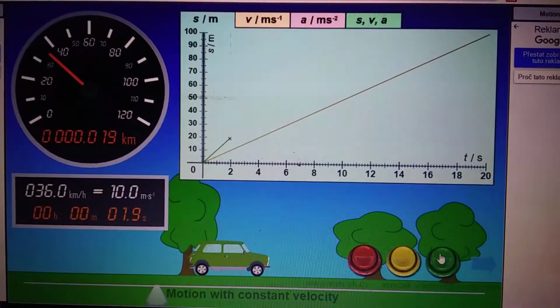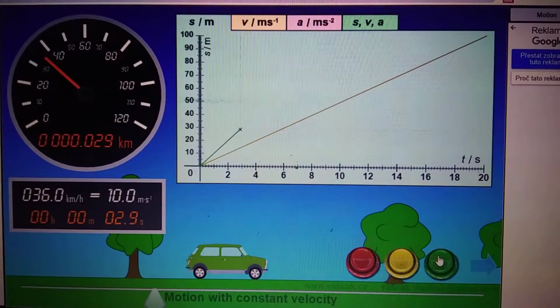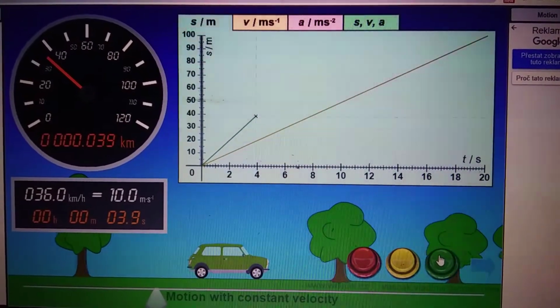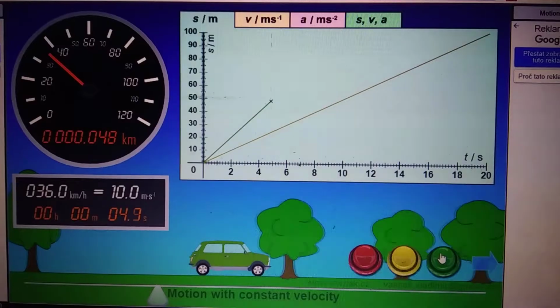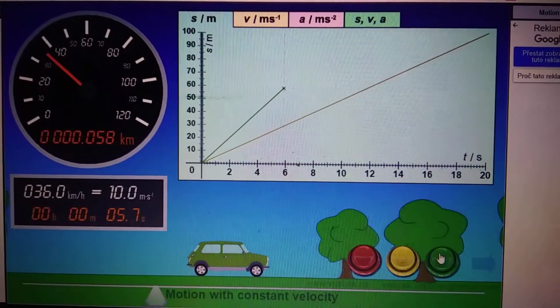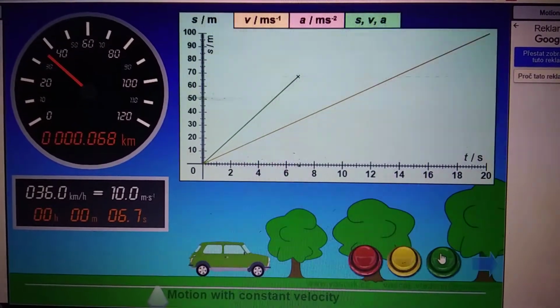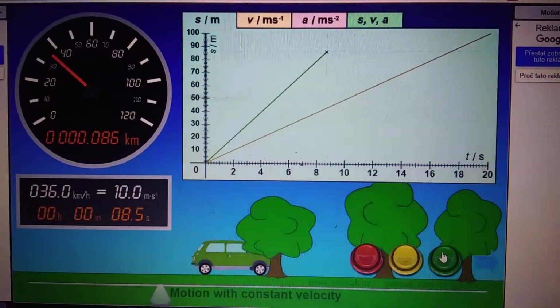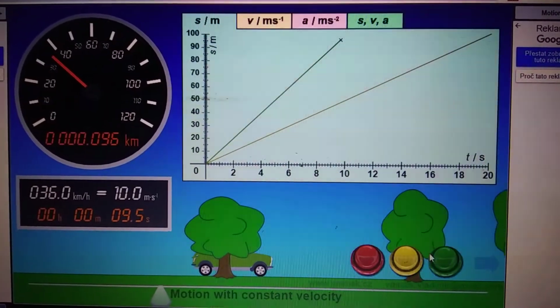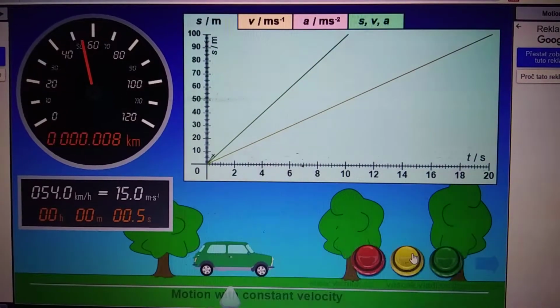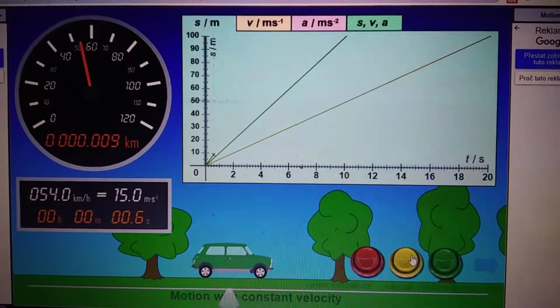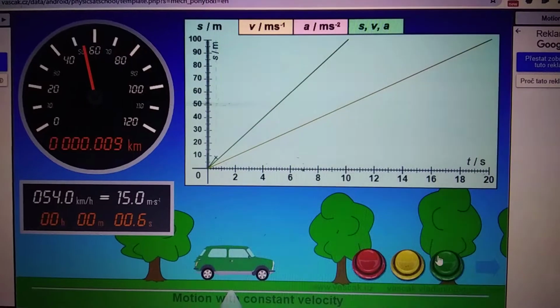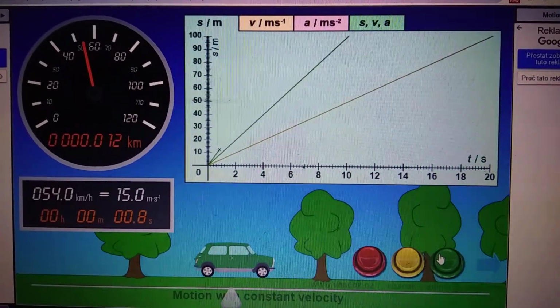Next we have another journey. The car just started another journey, and now the car is going with 36 km per hour, which means 10 meters per second. And now 7.78 seconds. You just observe the journey here and how much time and how much distance it traveled. The third journey is also being started here. You just check that also.